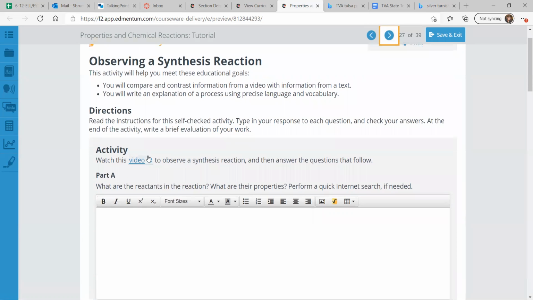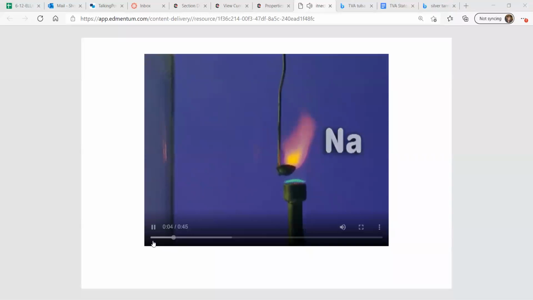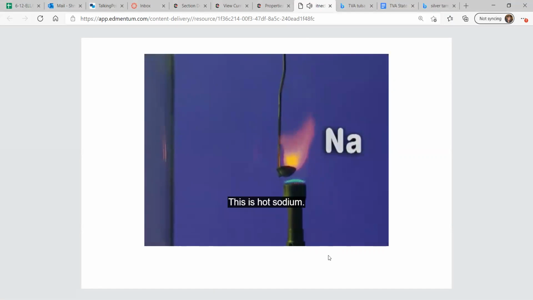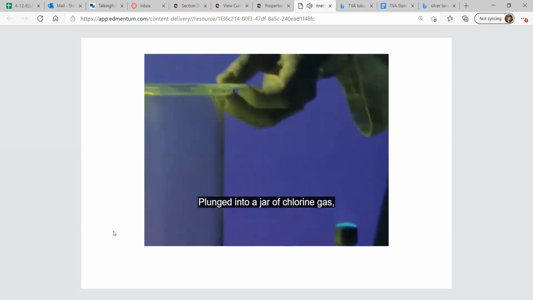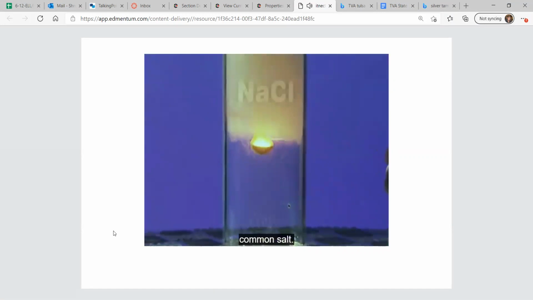So we have this video here in which we will observe a synthesis reaction, and then we're going to answer some questions below. This is hot sodium. I'll restart it. This is hot sodium. Plunged into a jar of chlorine gas, it reacts to form sodium chloride, common salt.